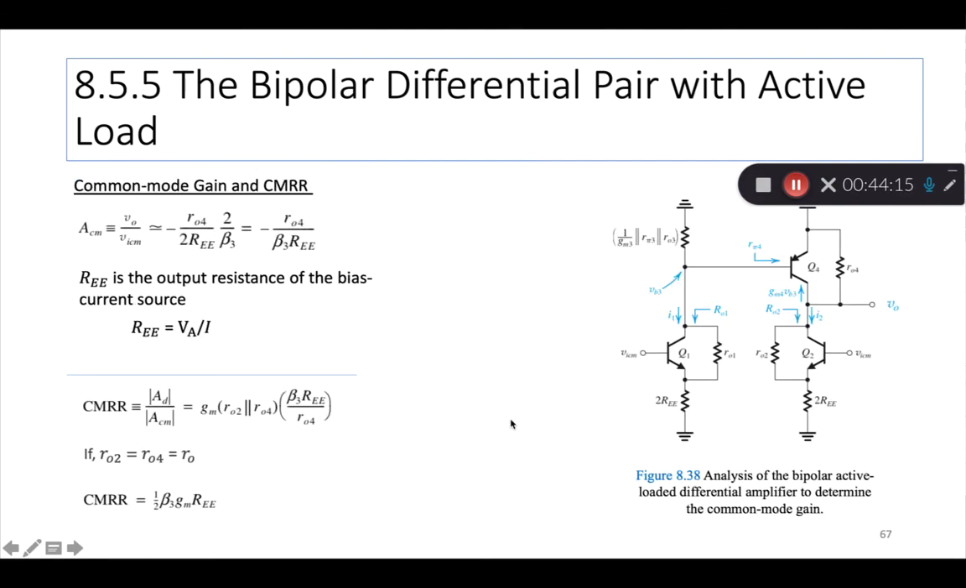Similar to what we studied already, the common mode gain has a formula. It's this. It's written in terms of beta. You know, BJTs have beta. And then there is an RE, which is the output resistance. So the common mode gain has this formula, and then CMRR similarly has this formula.